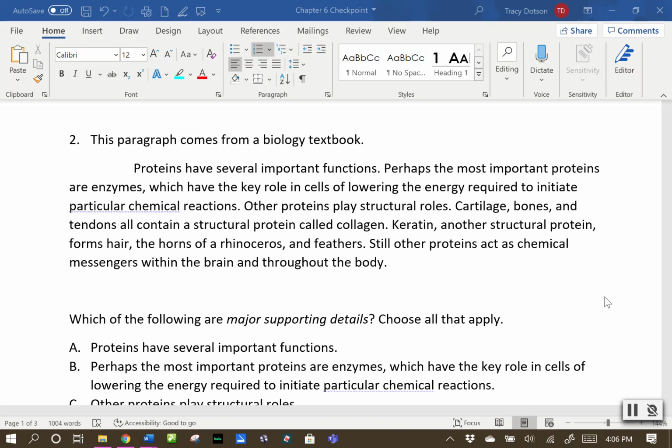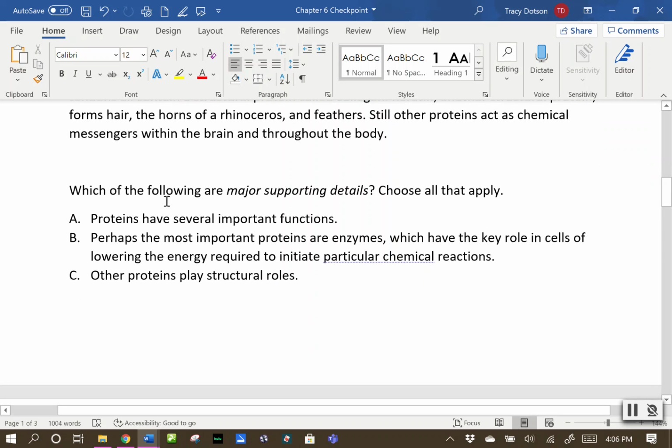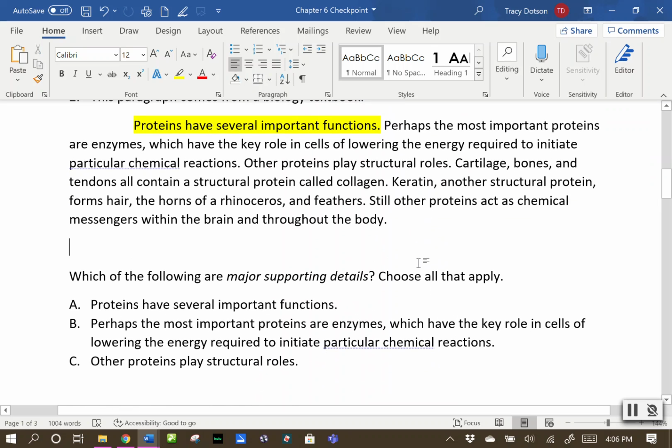So here we're looking at what our main idea is, and we do have a stated main idea, and it's this first sentence. Proteins have several important functions. Now we have to ask ourselves, what are those functions? And that is what's going to be our answer. Now we're specifically being asked for major details, so not minor ones.